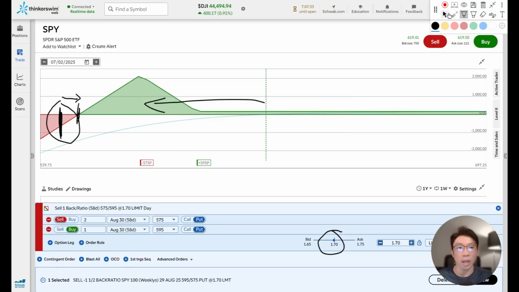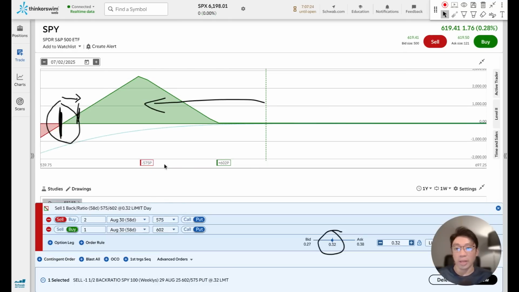But if you want to have a much bigger tent, let me just shift it back to the one that I used just now, I think it was 602, then you're going to have much more profits in the tent, but you have to give up the upfront credit down here. So as you can see, it is very versatile, really depends on how you want to structure it.